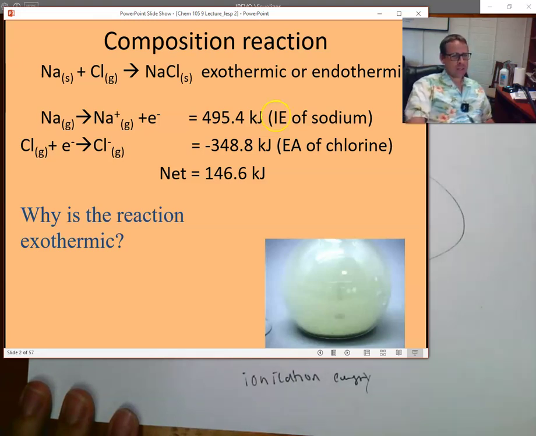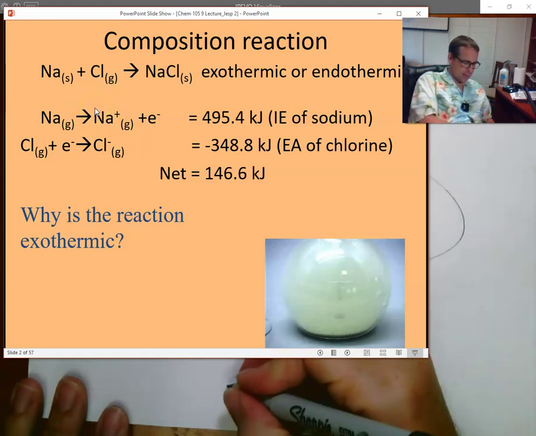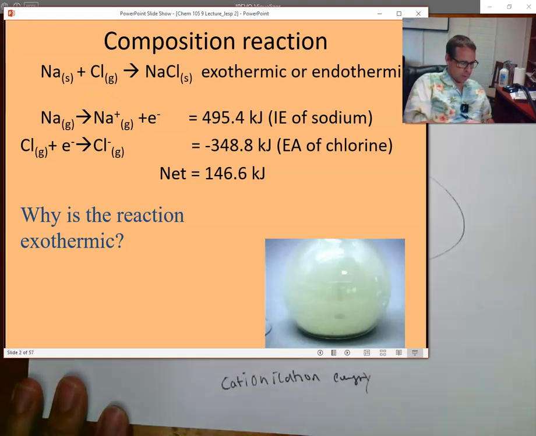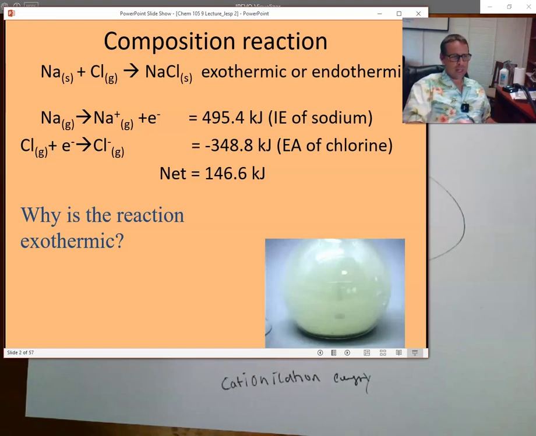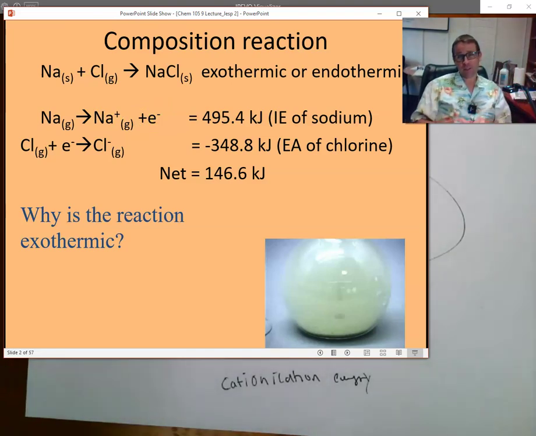Here's a hint. It has to do with what kind of ion is being formed when we were referring to ionization energy. Is it cationization? That's right. Remember I said that I wish they would have called it cationization energy, because then we would know that ionization energy is the removing of an electron, right? It would be in the name, the title of the energy, right?